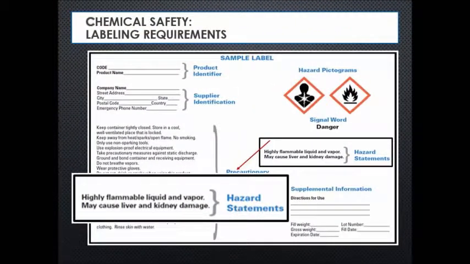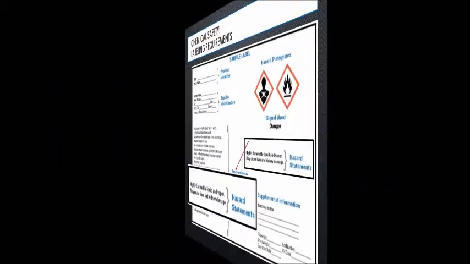Hazard statements provide more information on the risks represented by the pictograms. The first pictogram tells us that the product presents a health hazard. The hazard statement tells us that this hazard is possible liver and kidney damage. The second pictogram is for flammability. The hazard statement tells us that both the liquid and the vapors are highly flammable.